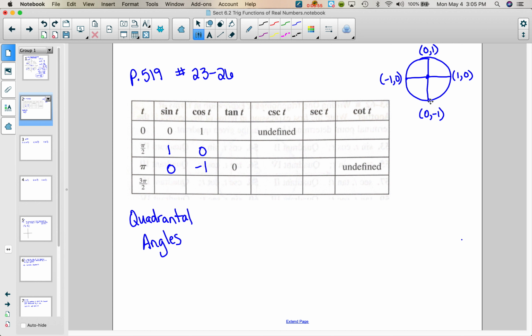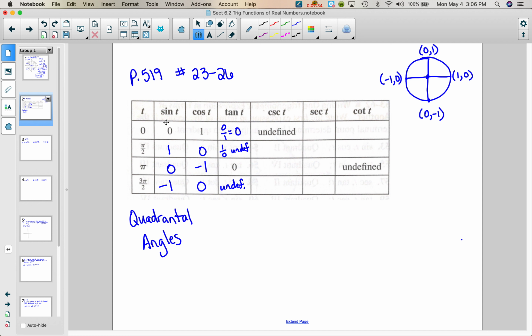And 3 pi over 2 is down here at the bottom. The x-coordinate is 0, so that's cosine. And the y-coordinate is negative 1, so sine of 3 pi over 2 is negative 1. Now, to get tangent, remember we put sine over cosine. So you're going to divide 0 by 1, which is 0. But then for tangent of pi over 2, you would have 1 over 0, which is undefined. For tangent of pi, you put 0 over negative 1, it's 0. But notice here, negative 1 over 0 is undefined.